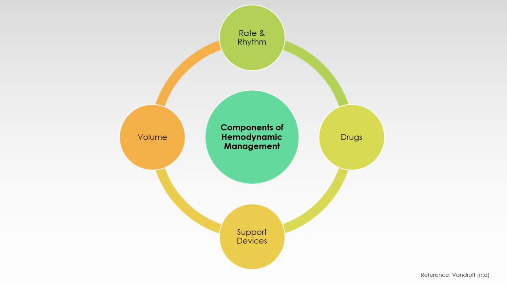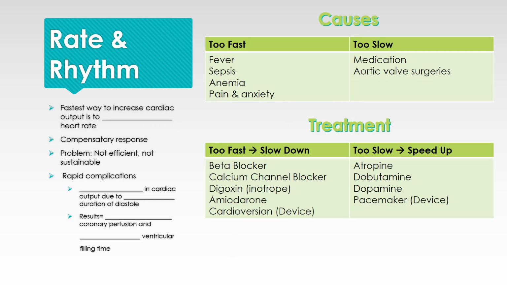So as nurses, when we are managing our patient's hemodynamic status, we always need to be thinking about the patient's heart rate and rhythm, their volume status, the types of drugs that we use to support hemodynamics, and then if that fails, even some of the support devices that we have to use to stabilize patients. And in this lecture, we're going to talk about each one of these components. The first component we're going to talk about is heart rate and rhythm.